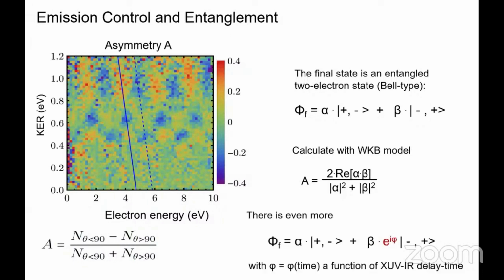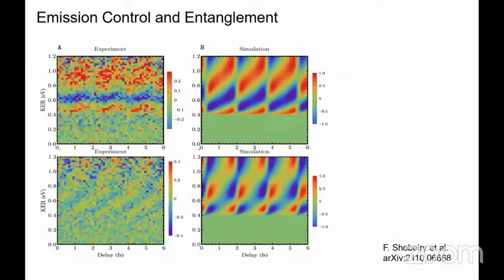Okay, but there's even more. We can also change the phase between the XUV and the IR, so we have an additional knob. This phase indeed enters in this wave function. Then you can look at this asymmetry, or the entanglement if you want, as a function of the delay. That is shown here, and also in the simple simulation, there is very good agreement.